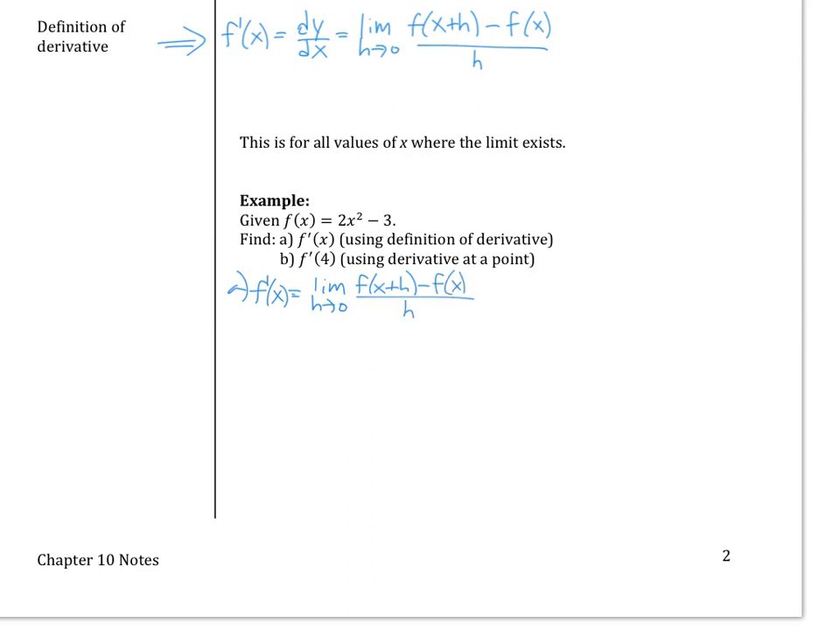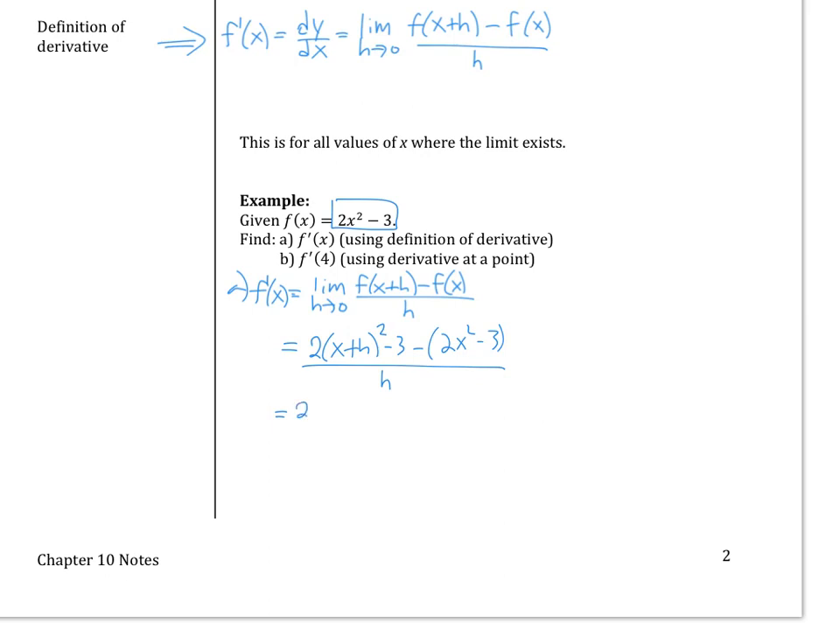Okay, so how do we do that? When it says f of x plus h, wherever you have an x, you're going to drop in x plus h. Our function is 2x squared minus 3, so wherever I see an x, I'm going to put in x plus h. So this is 2 times x plus h squared minus 3, minus the original function, 2x squared minus 3, all over h. And now it's simple algebra: simplify as much as possible and then take the limit.